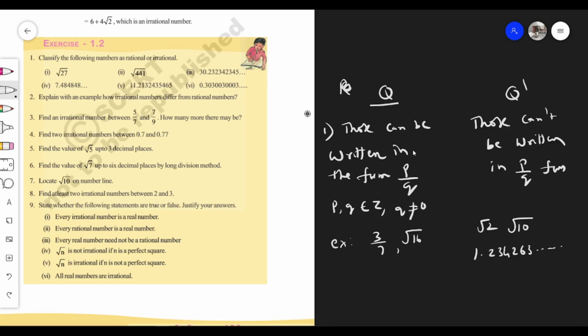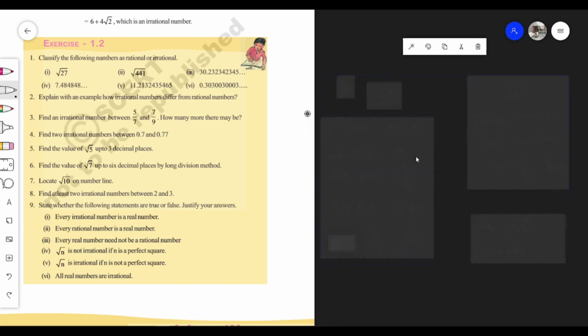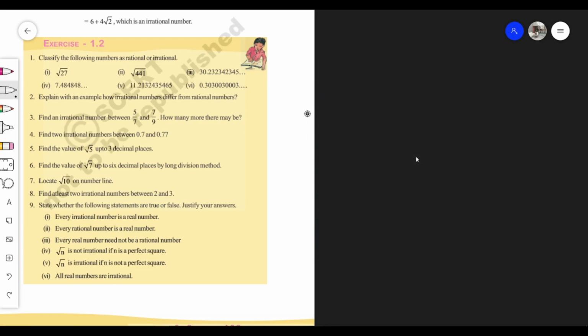Now let's quickly jump to question number 3. Find an irrational number between 5 by 7 and 7 by 9. Third question, find an irrational number between 5 by 7 and 7 by 9. Okay, you need to convert them into decimal form to find an easy way.